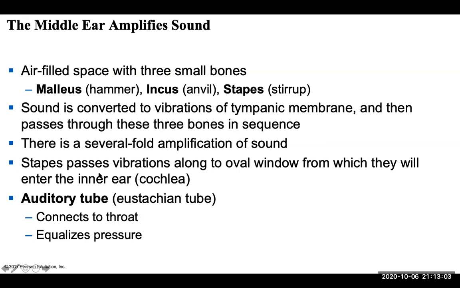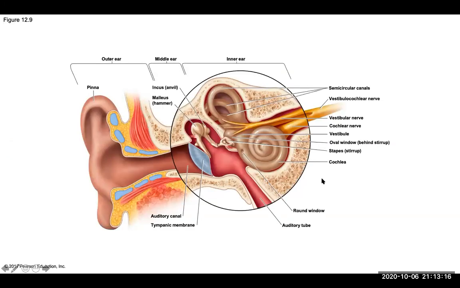The stapes will pass the vibrations along to the oval window, from which they will enter the inner ear where the cochlea is. The auditory tube, also known as the eustachian tube, will connect to the throat to help equalize pressure. And you should have a good understanding of labeling everything in this picture.